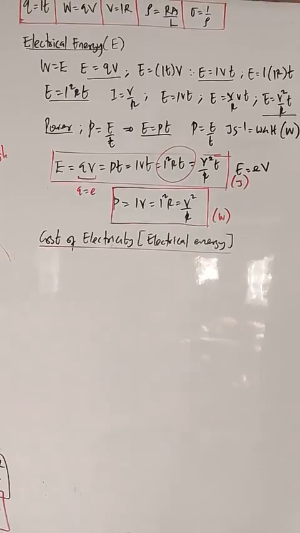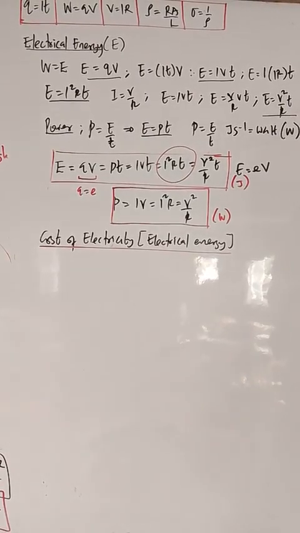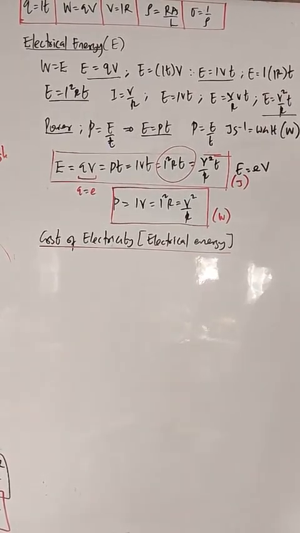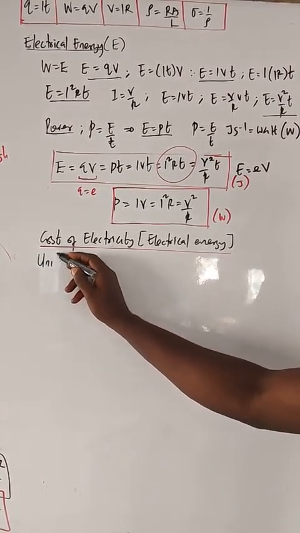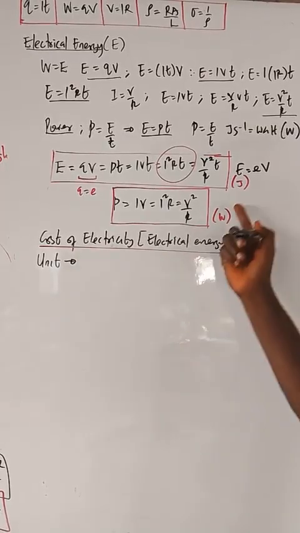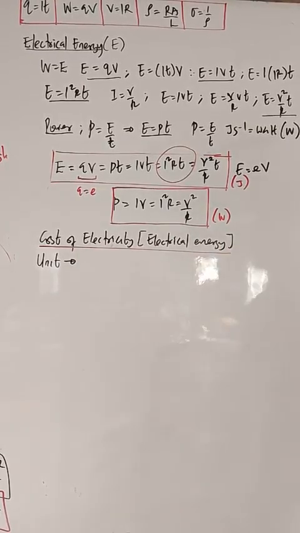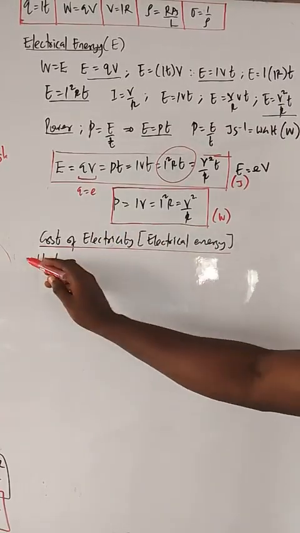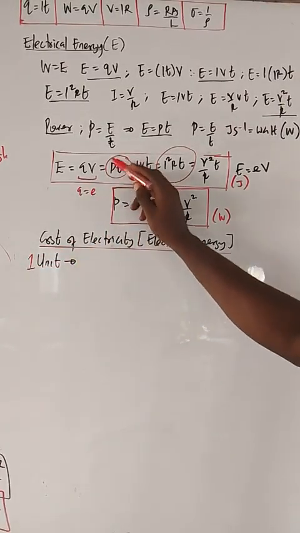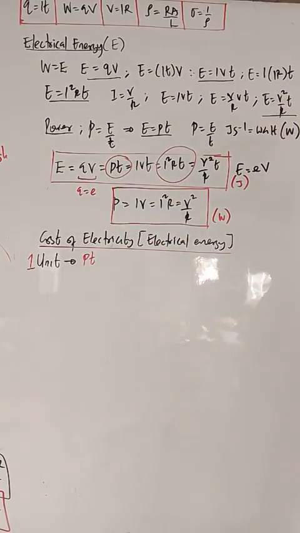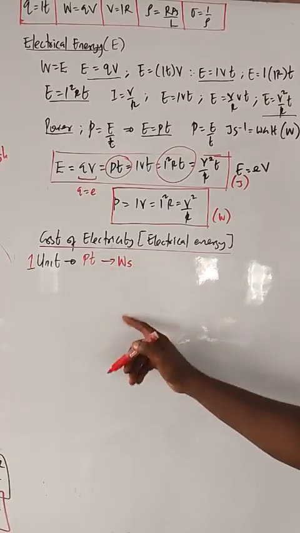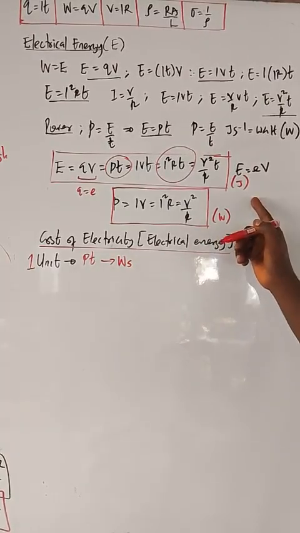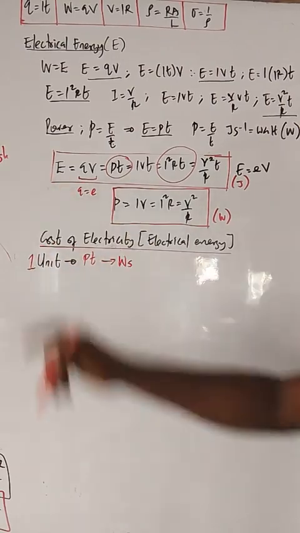Next, let's look into cost of electricity. That's buying and selling of electrical energy. Electrical energy is usually sold in a particular unit. The unit of electrical energy is actually joules, yes. But under buying and selling, 1 unit of electricity is PT. That's power times time. Power is watts, time is seconds. So watt seconds is also joules, because it's the same formula for energy.